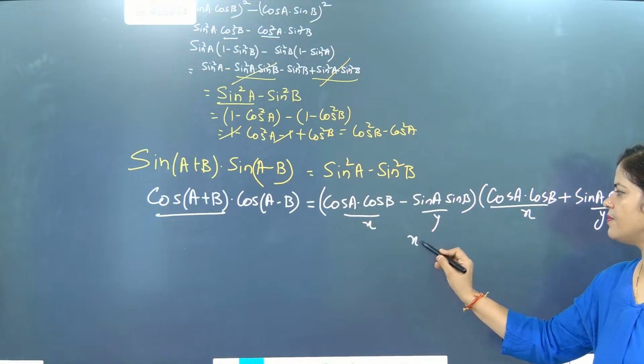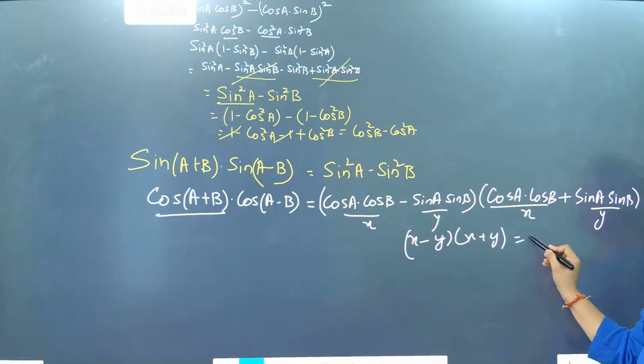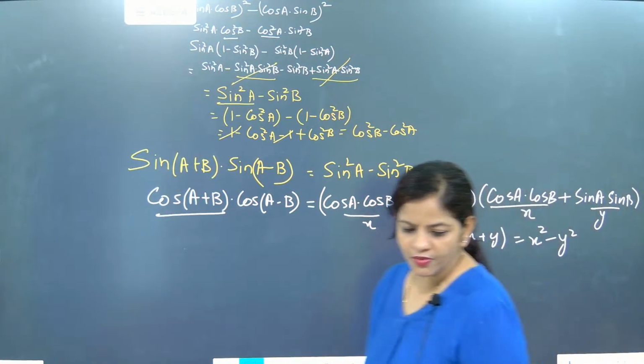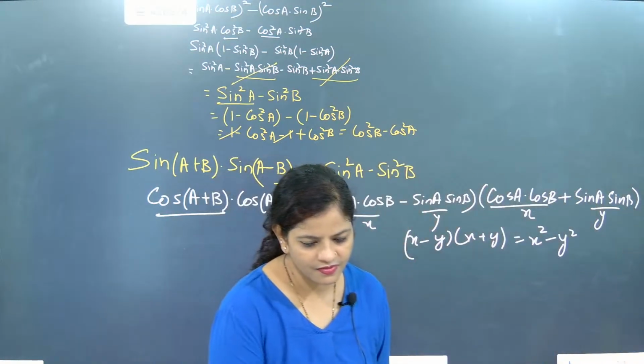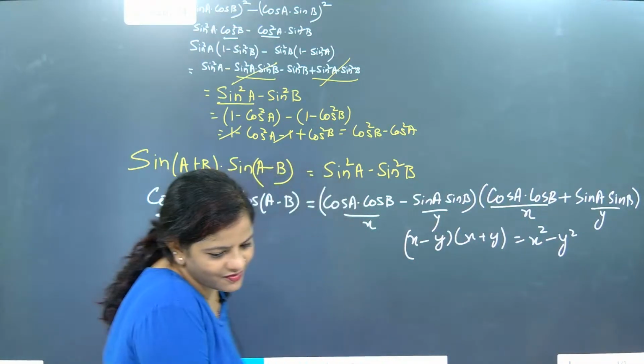So it is again coming in the formula X minus Y into X plus Y. What is the formula coming, beta? X square minus Y square. Very good.